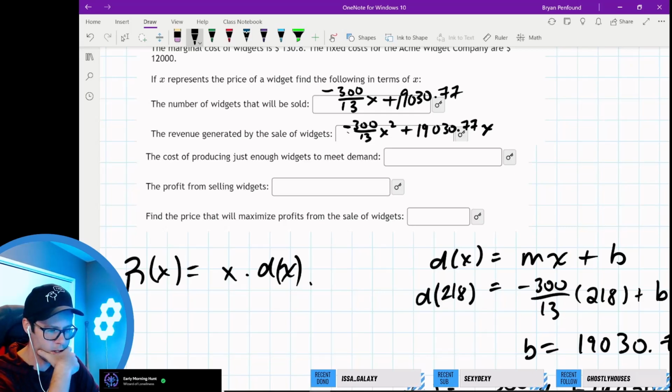Now, what we want to do is think about the cost of producing just enough to meet the demand. This is where things got a little crazy last time.